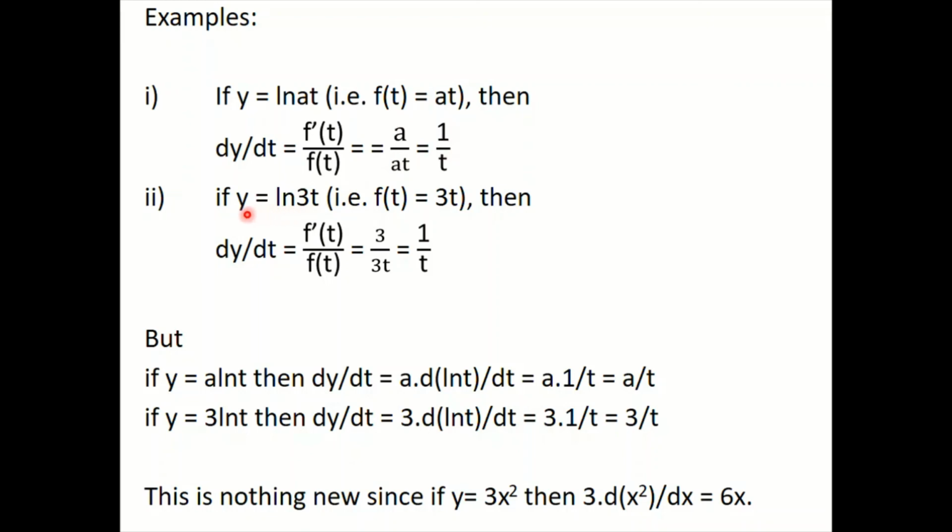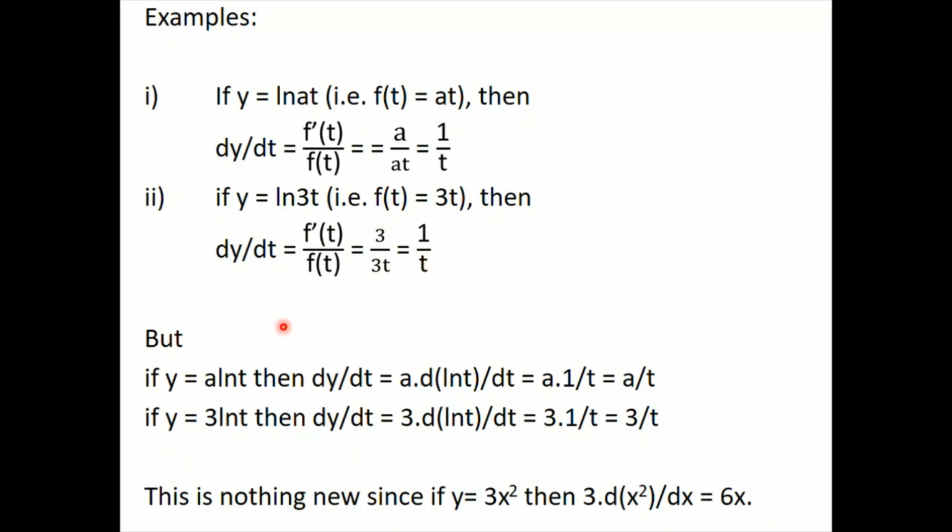Here we have another example where we have the natural logarithm of 3 times t, or 3t. This is our function of t, and the same approach again for dy/dt. Here's our formula. We need to find the derivative of this function 3t with respect to t. So that would leave us with 3, and the function in its original form is 3t, which gets written down here in the denominator. Again, the 3's would cancel out, and we're left with 1 over t.